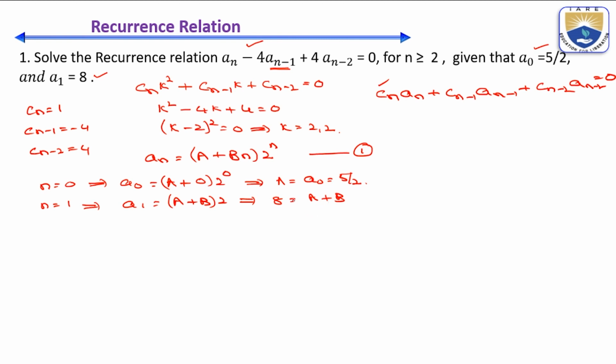Now A is equal to 5/2, then I substitute. This gives 8 minus A is equal to B, which implies B equals 8 minus 5/2. Subsequently, 11/2 we get.